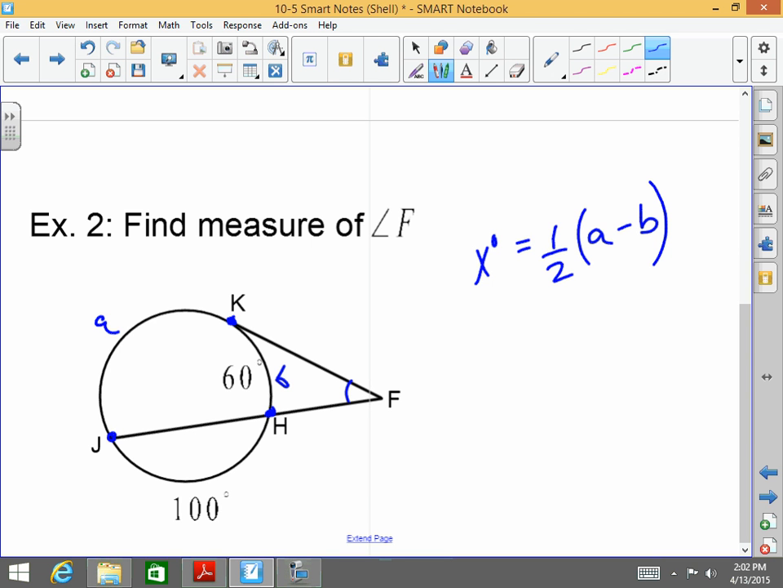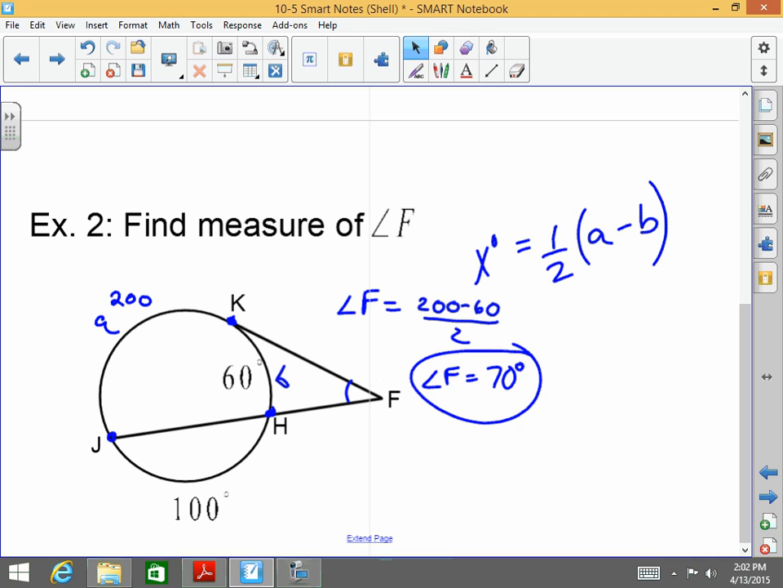Excellent. 360 degrees in a circle minus 160. That has to be 200. Excellent, gentlemen. So my angle F, which is my missing value, that's my X, right? Is going to equal 200 minus 60, divided by 2. And yes, that is going to be 70 degrees. Excellent. Very good. Powerful, easy stuff, though.